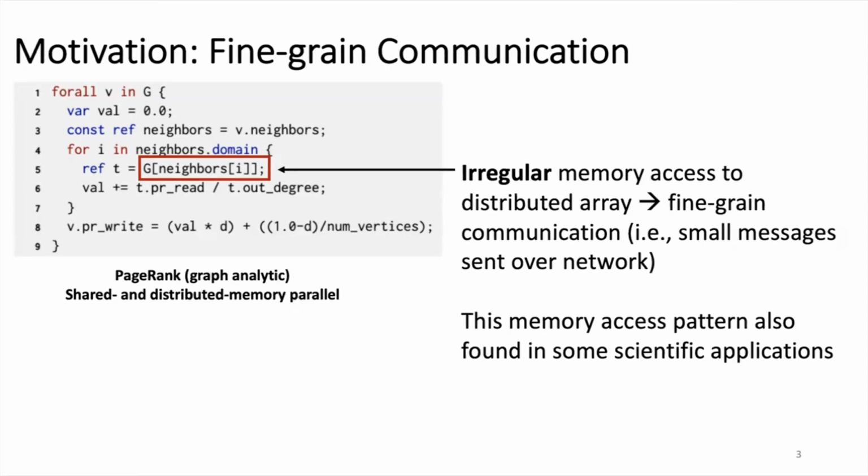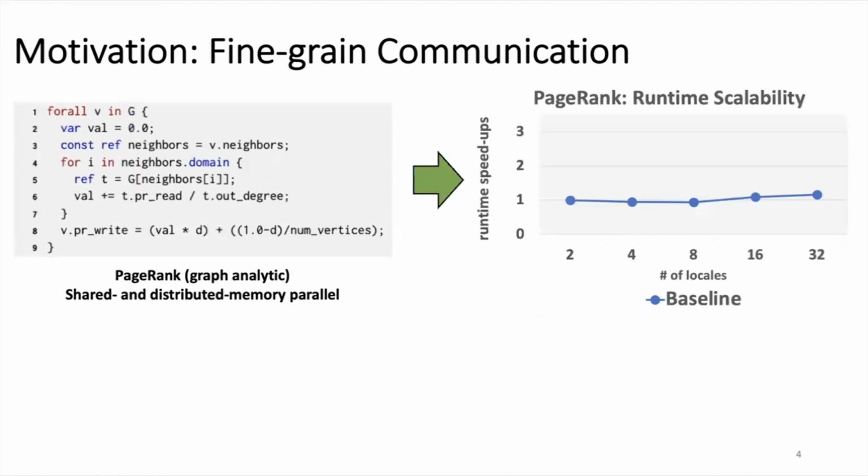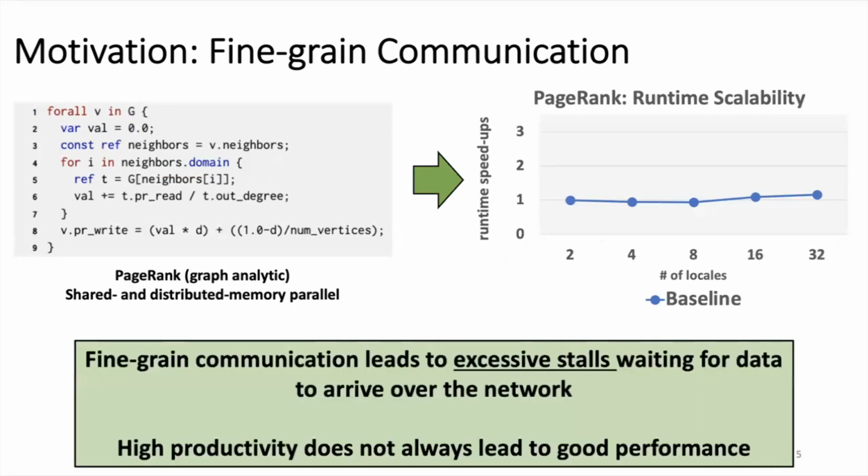But the main problem that we want to address here is the performance of this code. While it's really easy to write and read, it doesn't achieve very good performance. So this is showing runtime scalability from 2 to 32 locales. And we can see that it doesn't really scale. It's pretty much flat from 2 to 32 locales. So the takeaway here is the fine-grained communication that's exhibited in this application is leading to our task essentially stalling all the time, waiting for data to arrive over the network.